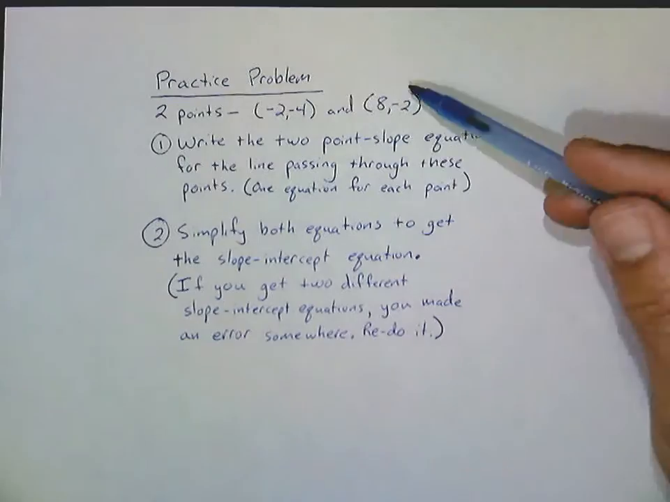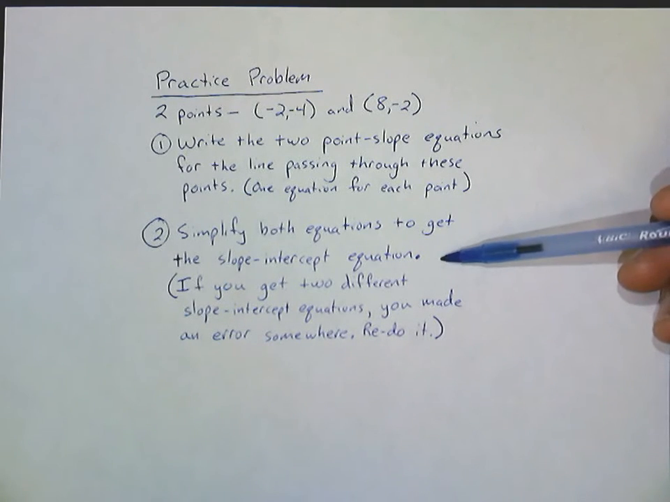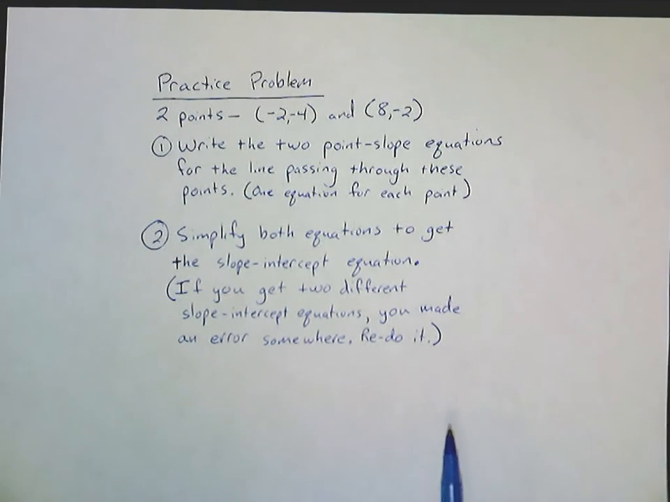I'm going to leave you with a little practice exercise here. Take your 2 points, write the 2 point-slope equations, and then simplify them to get the slope-intercept equation. If you get 2 different slope-intercept equations, you messed up somewhere. Go back and fix it.